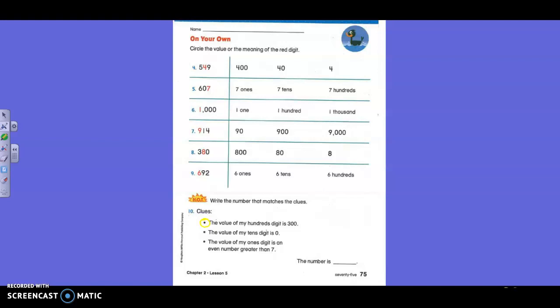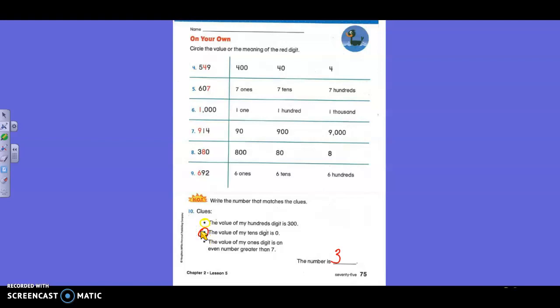The value of my hundreds digit is 300. What does that mean? The 3 is going to be in the hundreds place. So we can write that first, right? Oh, this one really isn't that hot. It's not that hard. I know what it is. Number 2, or the second bullet point.